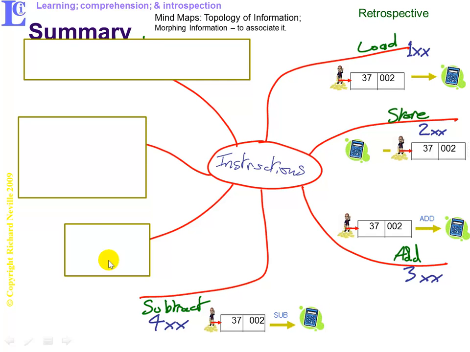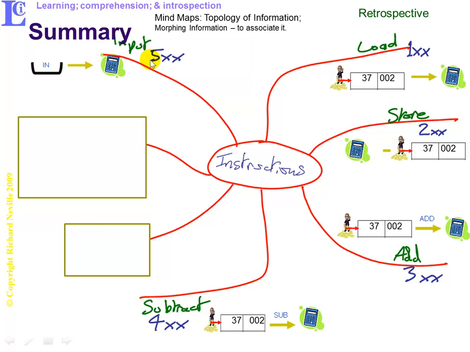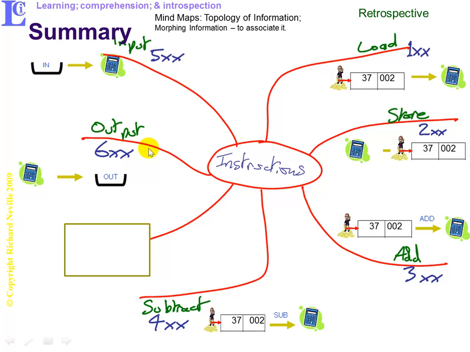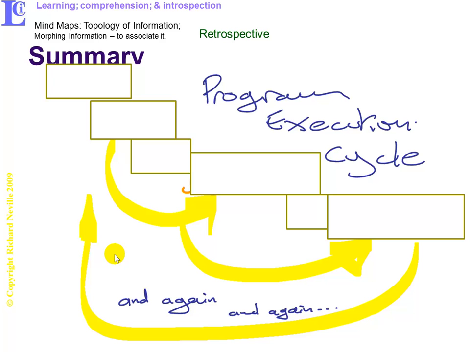Then 5XX moves data from the in basket into the calculator. Output 6XX moves the data: the 3 digits in the calculator are copied onto a sheet of paper and then moved to the out basket. And finally, halt, we stop the process. So what do we do? As well as doing those 6 steps, during one of those 6 steps, we keep doing this.